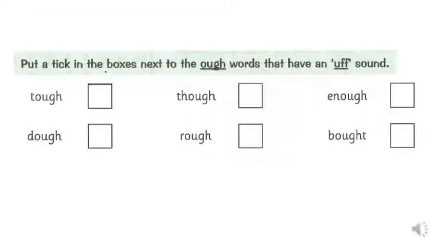For the next bit, it says put a tick in the boxes next to the O-U-G-H words that have an uff sound. So you need to read the words and then hear yourself say them. Do those words with the O-U-G-H make the uff sound? Can you write down which ones it would be? Pause the video and have a go. Here are our answers. The 3 words that make the uff sound with O-U-G-H were tough, rough, and enough. Well done if you managed to do that one. Let's have a look at the next activity.